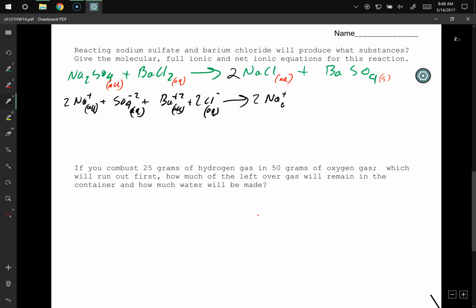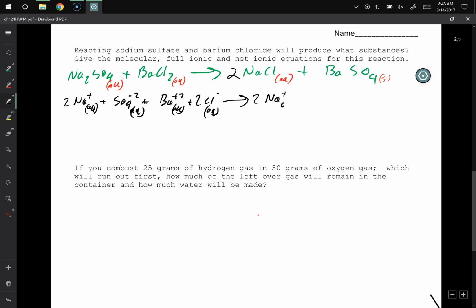And then what do I do for this last one? I keep it together. Why? Because it is together. It is still connected. They did not dissociate from each other. So I write it down the same. So now what's my goal? What do I do?